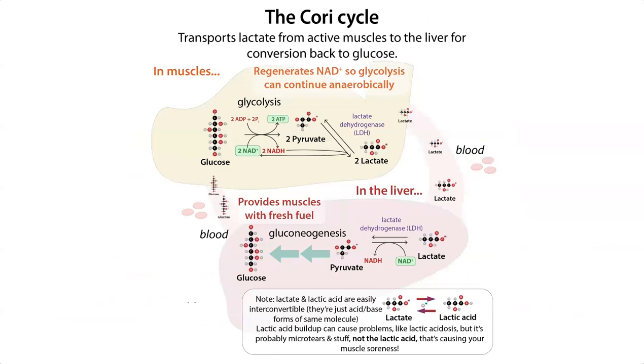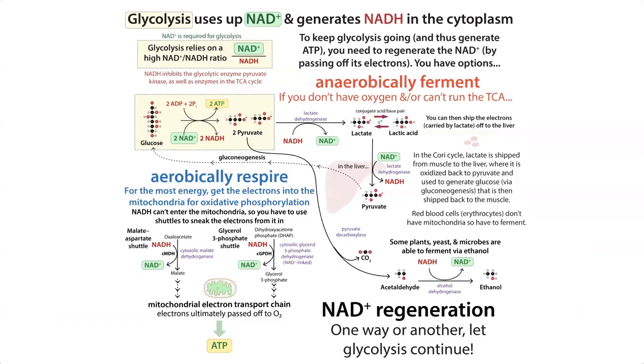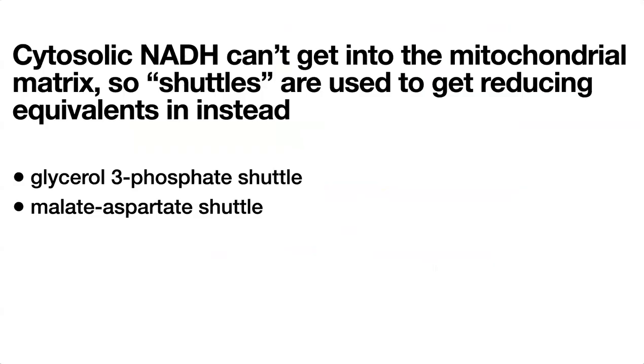Today, we're going to talk about what happens if we do have the electron transport chain present and operational. So we have cells that have mitochondria, so we're not talking about red blood cells, and we have oxygen so that the electron transport chain can actually function. In this case, however, we still have a problem because the NADH that we generate in the cytoplasm can't actually directly get into the mitochondria.